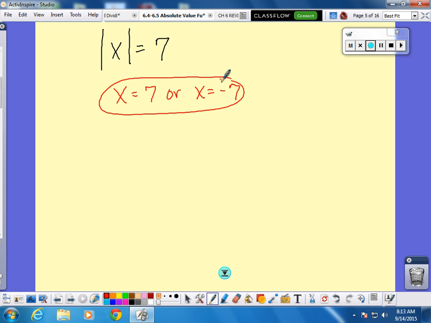Either x is 7 or x is negative 7, because I could take the absolute value of either one of those and get 7. So absolute value equations can have up to 2 answers.